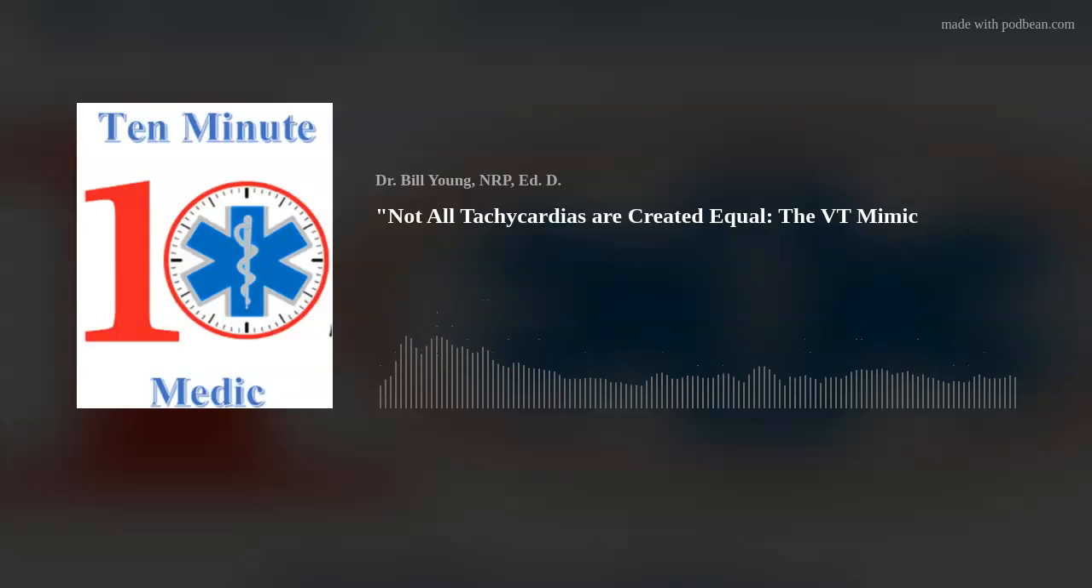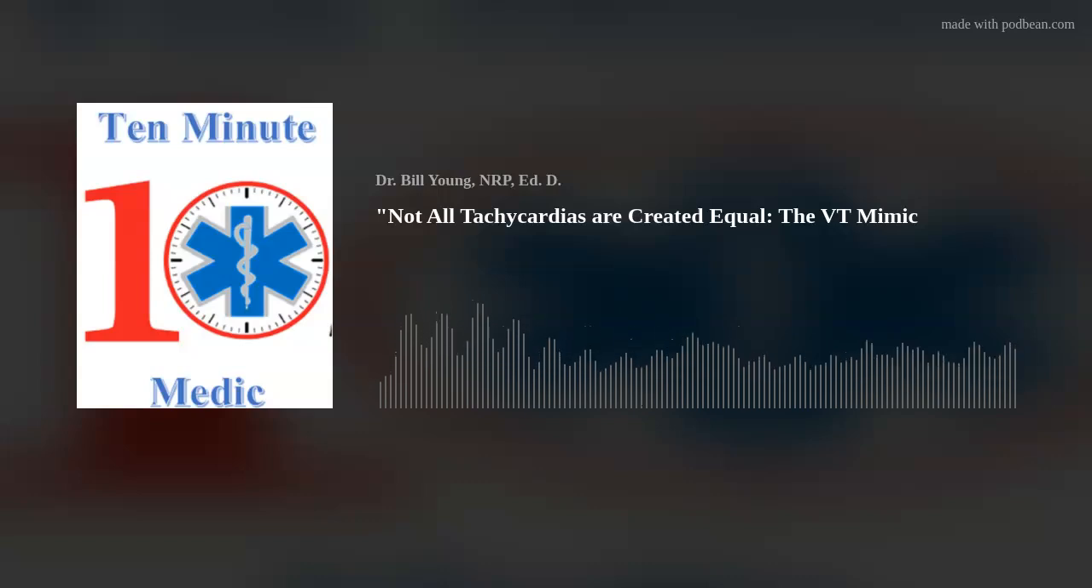Now, key differences can help us identify SVT with aberrancy. Unlike VTAC, SVT maintains a regular rhythm without fusion or capture beats. Fusion beats occur when a sinus beat and a ventricular beat happen at the same time, resulting in a hybrid beat with an intermediate QRS morphology. Capture beats occur when a normal sinus beat interrupts a wide complex tachycardia. This happens when the SA node briefly captures the ventricles. Plus, vagal maneuvers or adenosine often slow or terminate the rhythm, something VTAC won't do. Recognizing these clues is crucial for avoiding misdiagnosis and ensuring proper treatment.